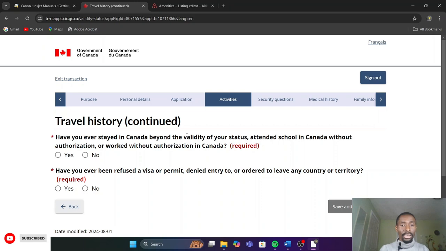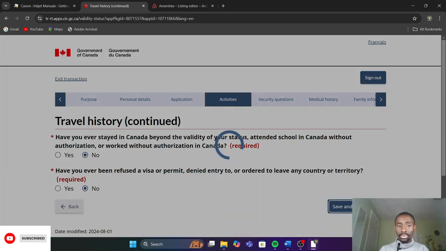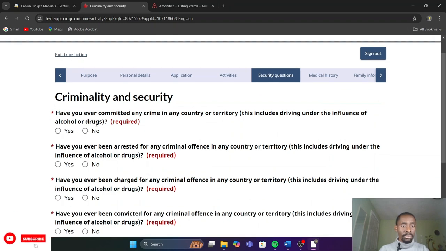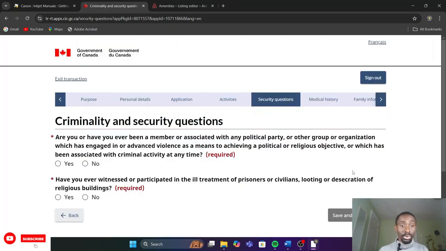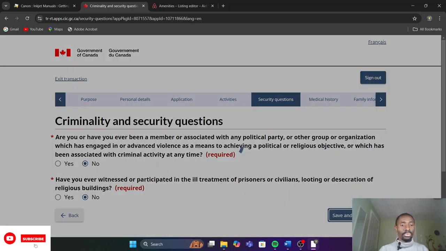Have you ever stayed in Canada beyond? No, our mother is just traveling to Canada. Have you ever committed any crime? No. Our mother is a faithful mother. Have you ever been arrested? No. Our mother is like the mother of Jesus, Mary. Have you ever been charged? No. Have you ever been convicted of a crime? No. Just say no. Just say no.